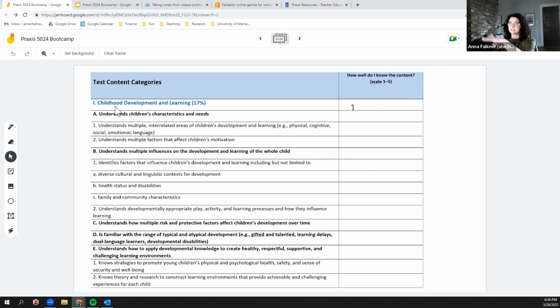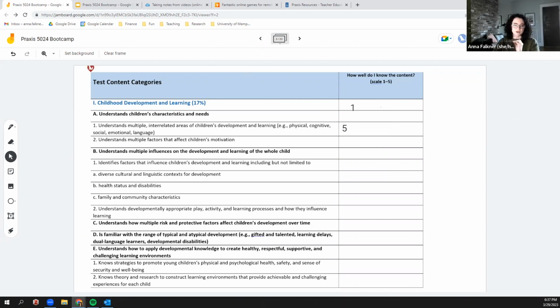This is literally the test content categories, and then give yourself a little 1 to 5. How well do I know this content? You could do it with a text box. So for example, I know the content of children's multiple interrelated areas of development and learning very well. I'll give myself a 5 on that one. And if you feel like you don't know it super well, bring it on down.